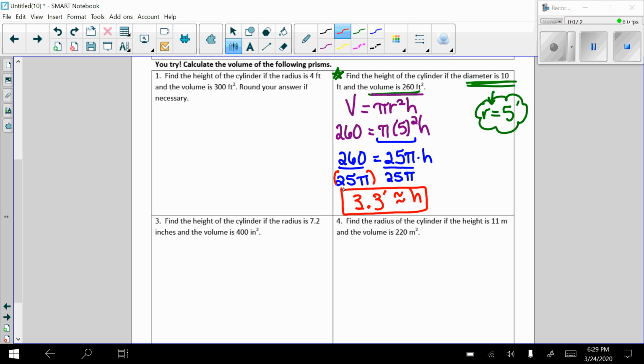So you are going to go ahead and do 1, 3, and 4 on this side of the worksheet. Take your time. If you're having trouble, go back and redo some of the problems that we just did, but I think you're going to do great. Have fun.